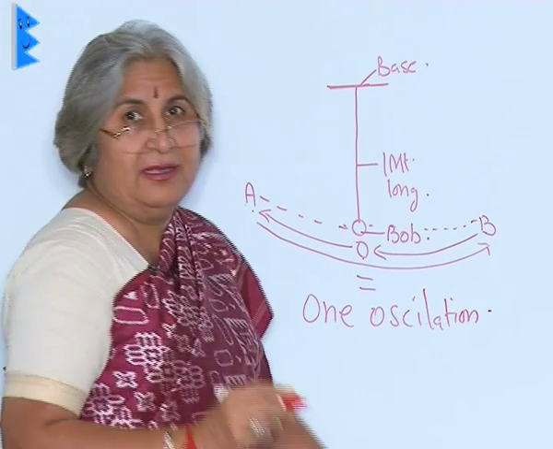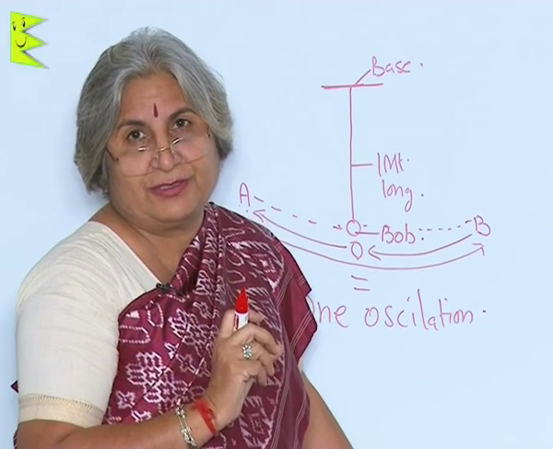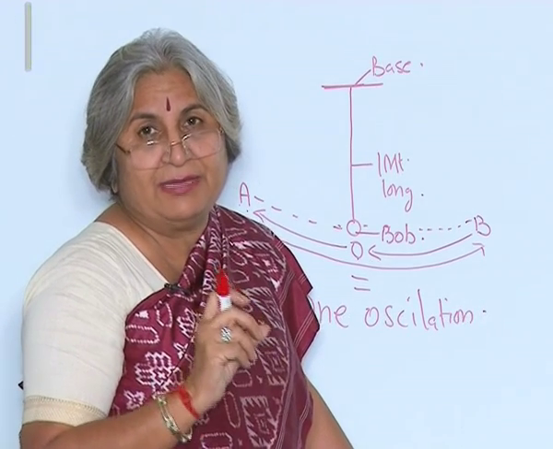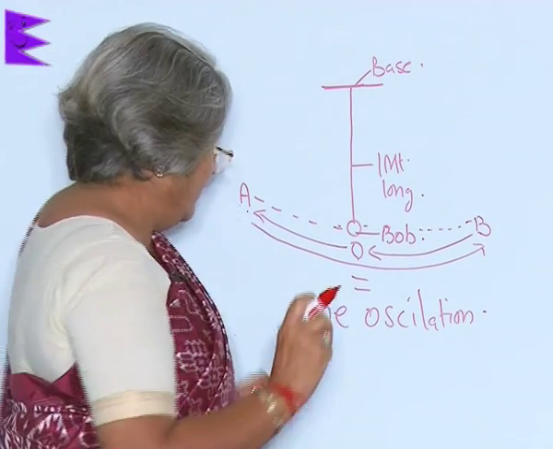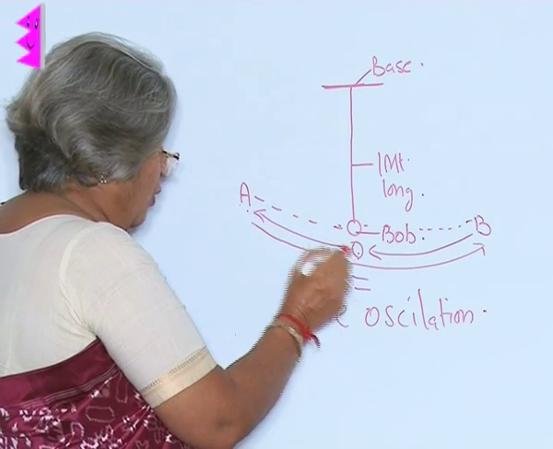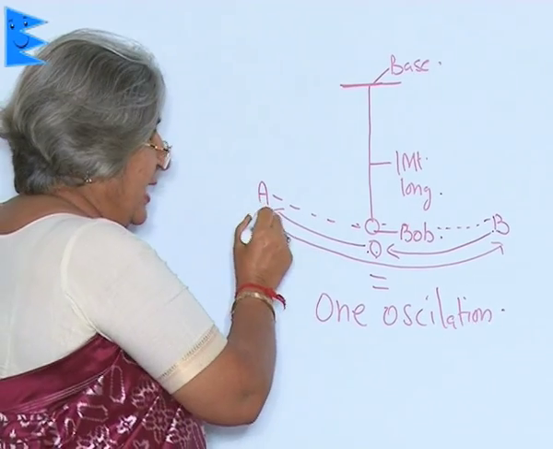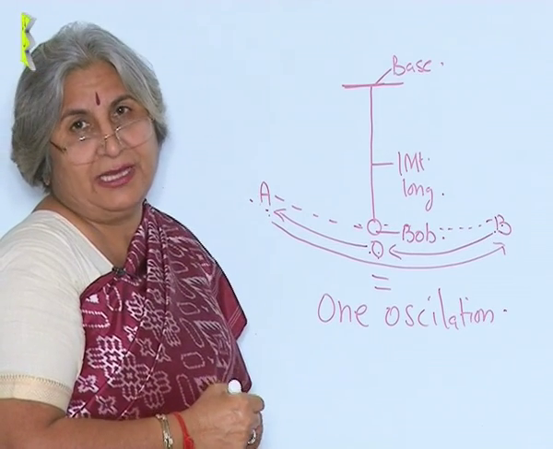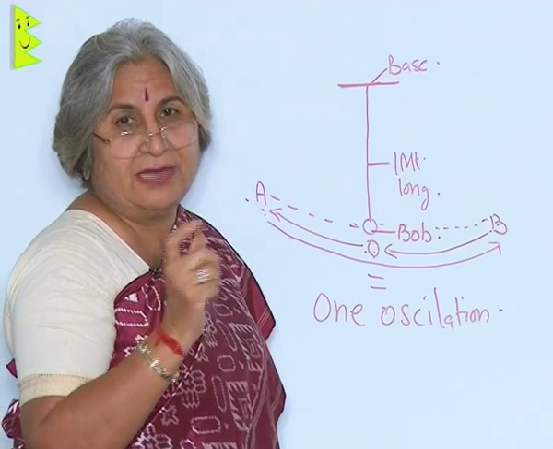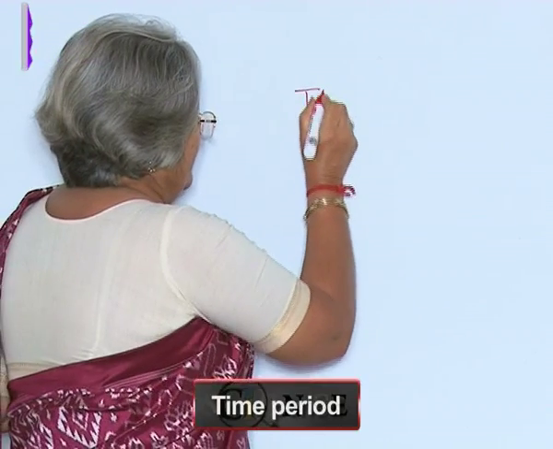Galileo also observed that every time the number of heartbeats was the same during one oscillation. So, from this he concluded that the time taken by an oscillation is always the same. So, whether it is movement from O to A to B and then back to O, or from A to B and then back to A, this is one oscillation, and it takes fixed time. The time taken by the movement of a pendulum is called time period.